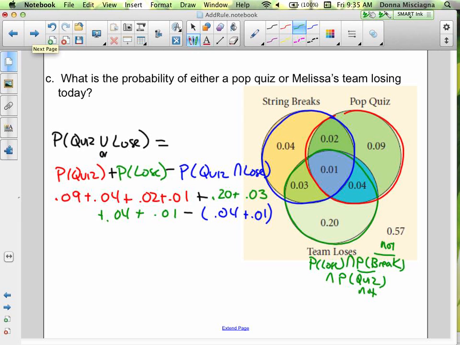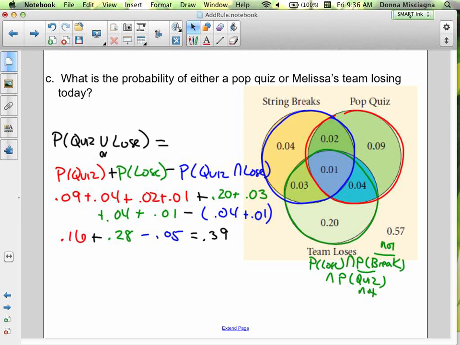All right, so let's add this up. So we have 0.09 plus 0.04 plus 0.02 plus 0.01, which is going to be 0.13, 0.15, 0.16. So 16% of the time she has a pop quiz. And then we'll add in the lose. So that's the 0.2, 0.03, 0.04, 0.1. So 0.23, 0.27, 0.28. She loses a lot. And then we'll subtract 0.05. So you should have this one in your notes. That's going to be 0.44 minus 0.05. So that's going to be 0.39.